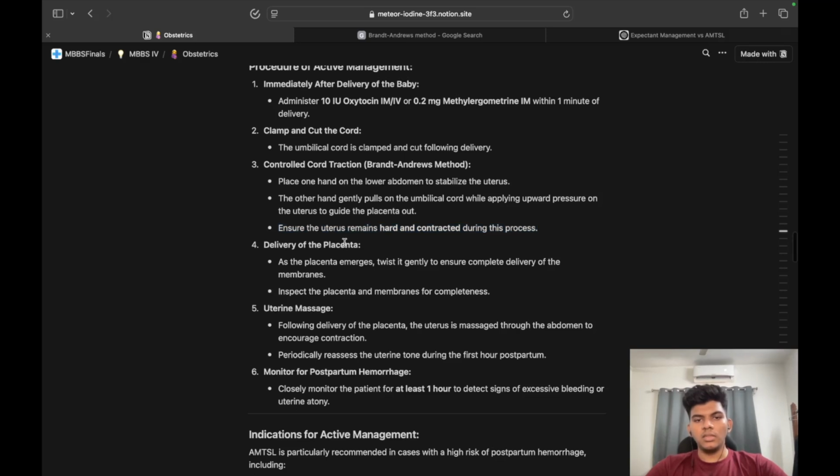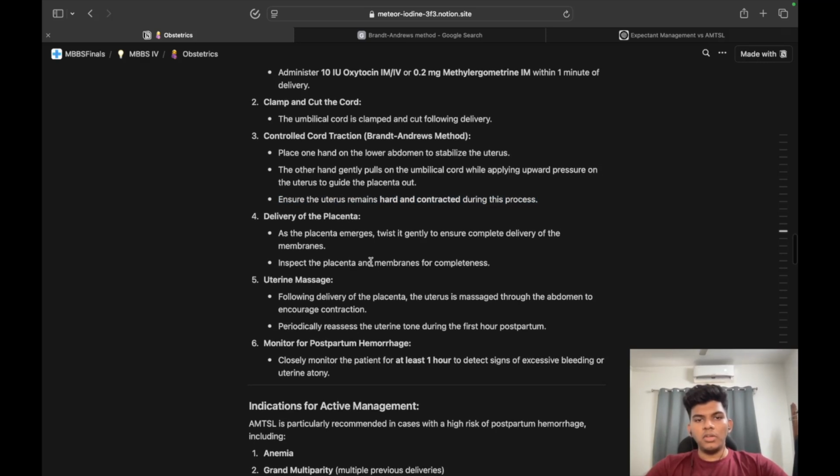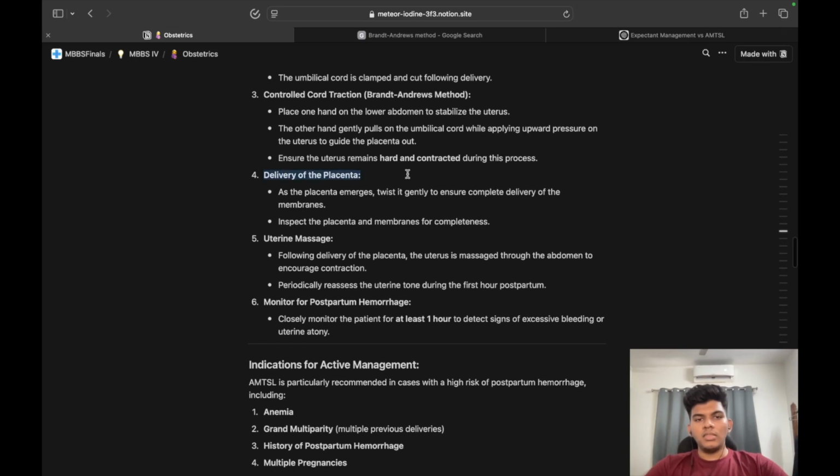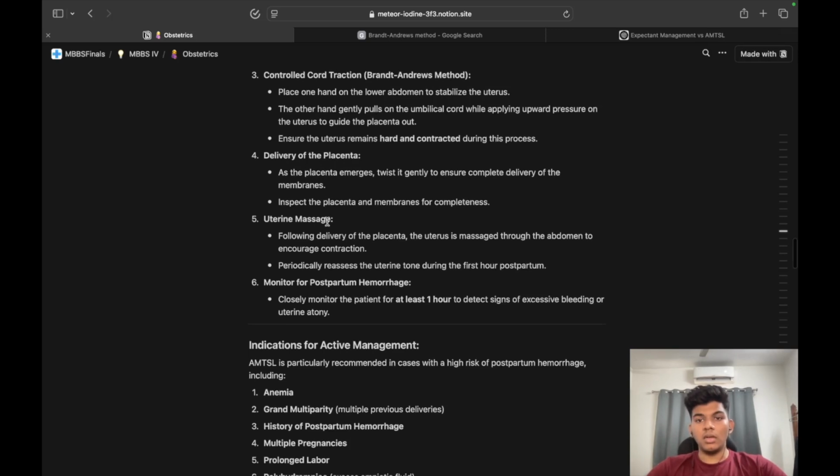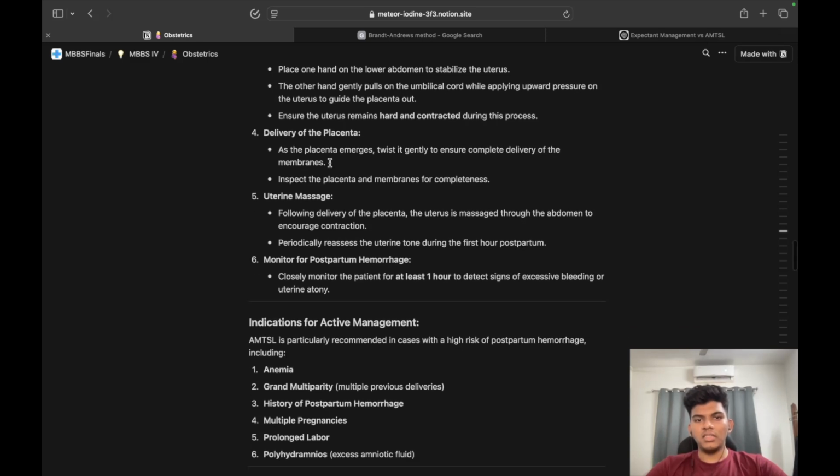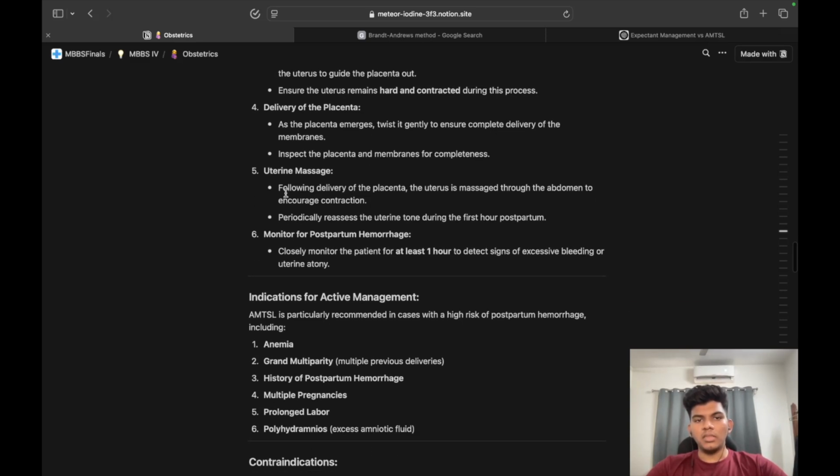So that is key. Otherwise, it might not separate properly. And next, coming to delivery of placenta, as it emerges out, twist it gently to ensure complete delivery of the membranes. Inspect the placenta and membranes for completeness. So check this thing for completeness, the placental membranes.